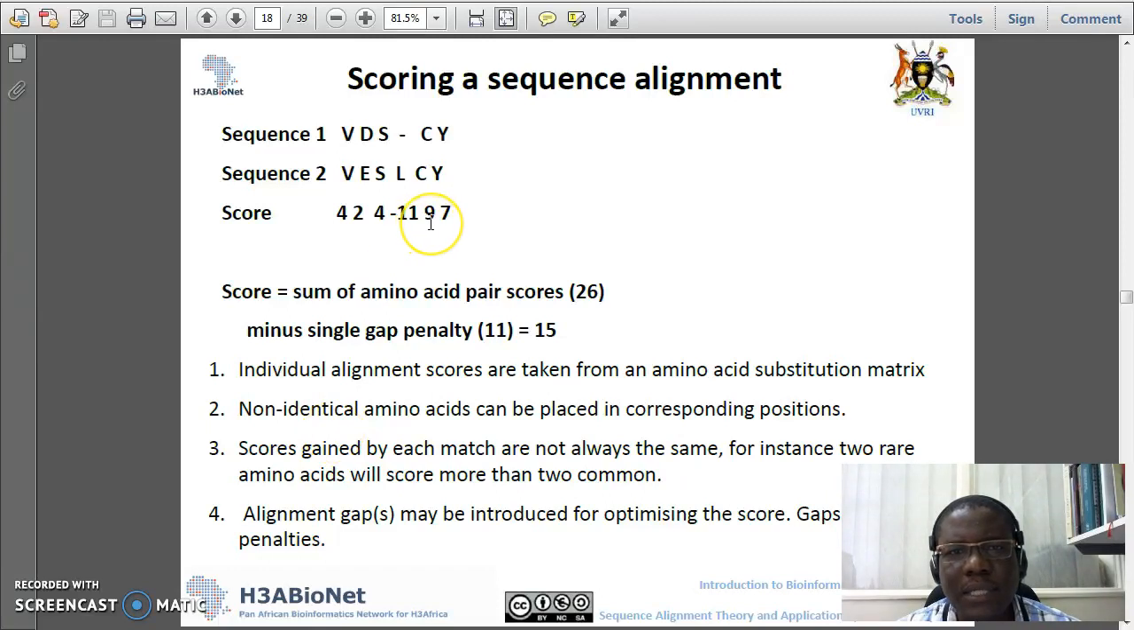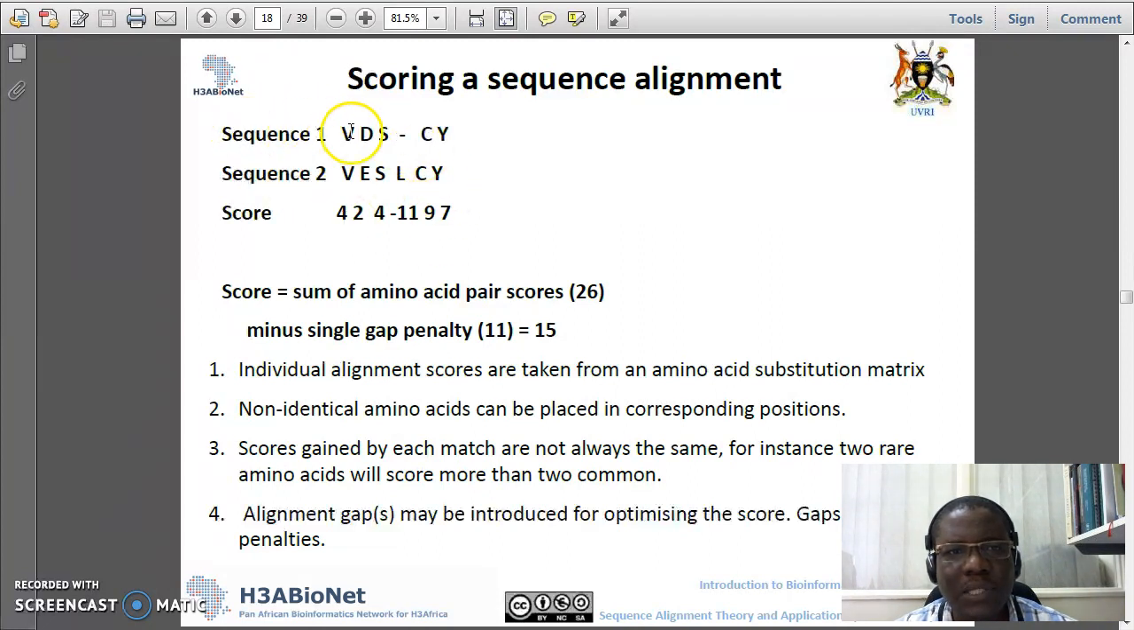Well, scoring a sequence alignment. So how do we judge the quality of an alignment? Well, we need a scoring system of some sort, and the system usually penalizes poorly aligned or poorly matched amino acid alignments, and the positions that have identical matches or closely related residues, those ones are given more favorable scores.